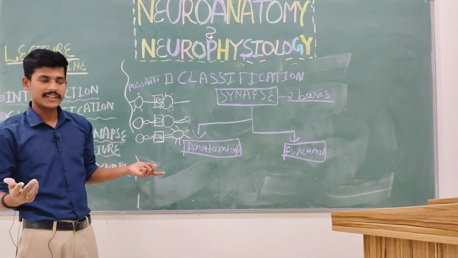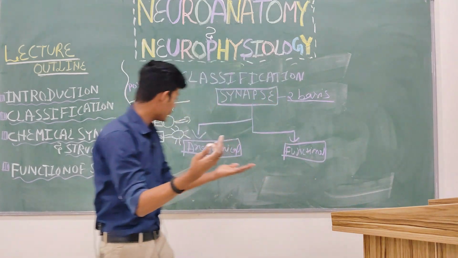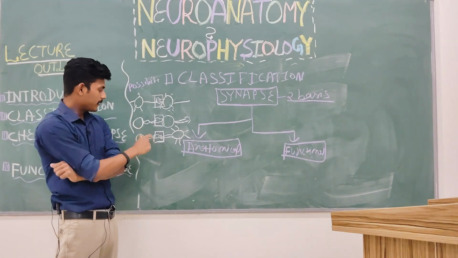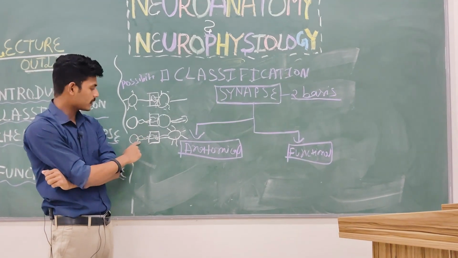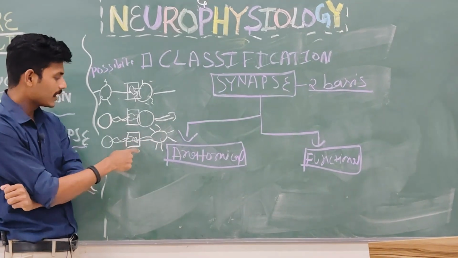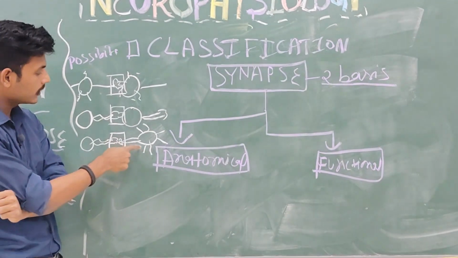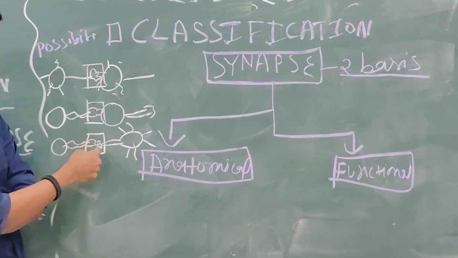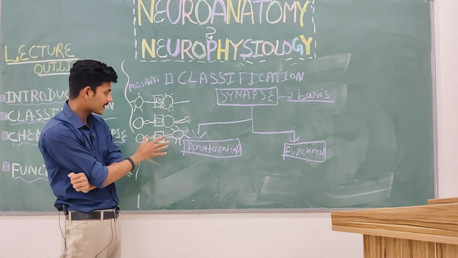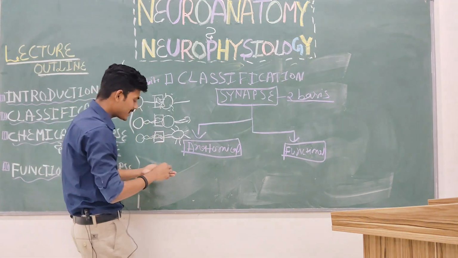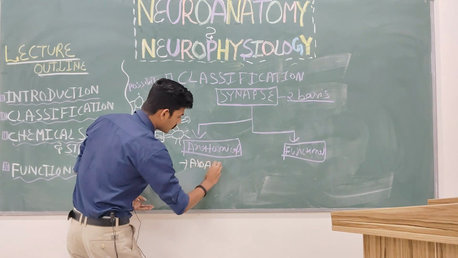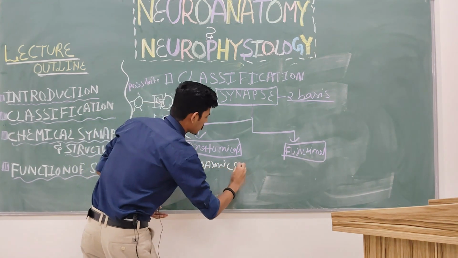And according to that there are names. Let's come with this easy one. If the first neuron's axon endings rely on another neuron's axon ending, it means there's a connection between axon and axon. So this type we refer to as an axonic synapse.